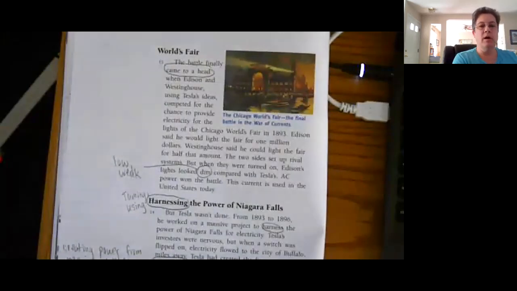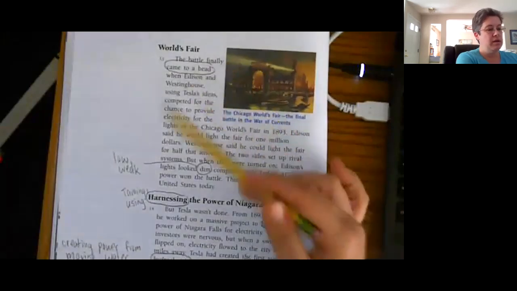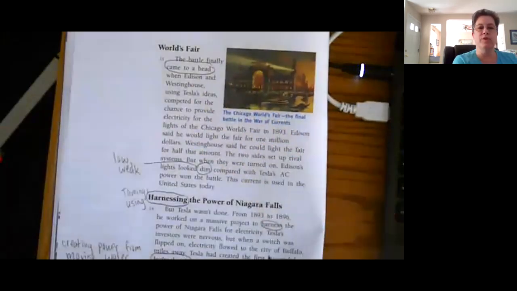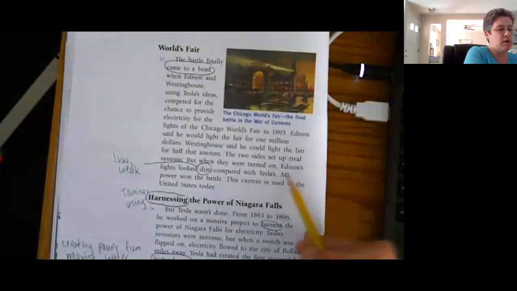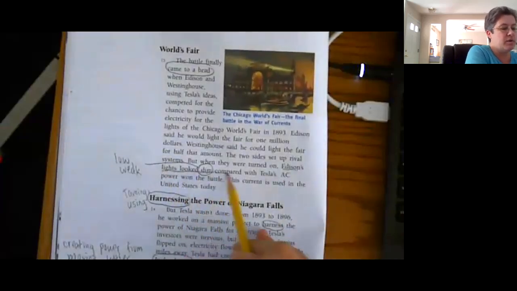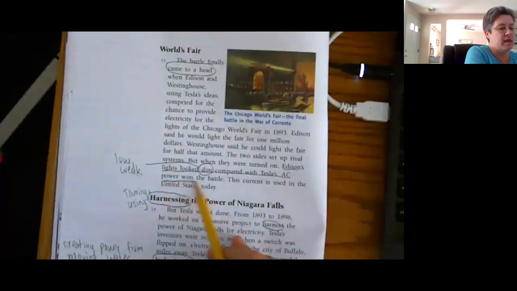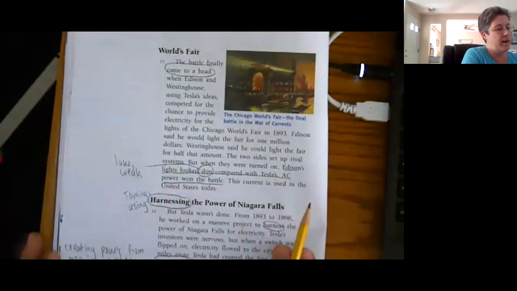So continuing on in this battle of the currents, the top part of this paragraph about the World's Fair is describing how Edison and Westinghouse were going to compete. The final detail that's the most important is that Edison's lights looked dim compared with Tesla's, and AC power won the battle.